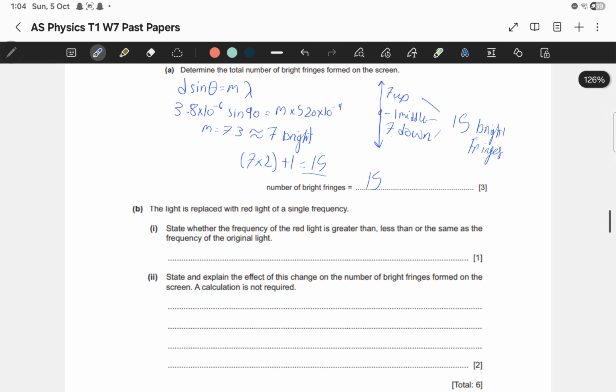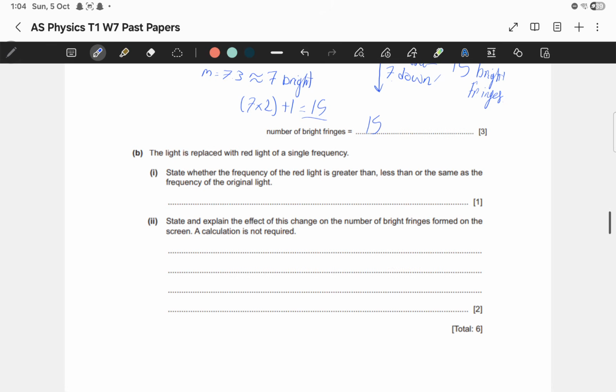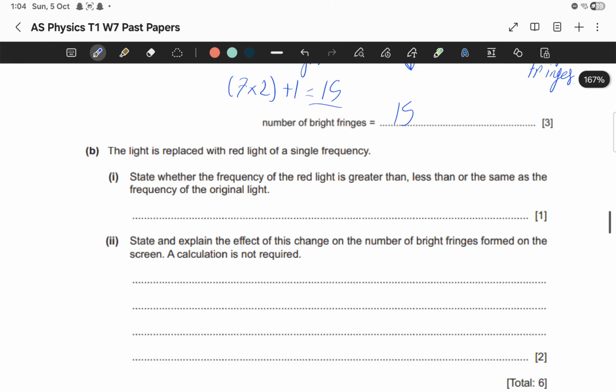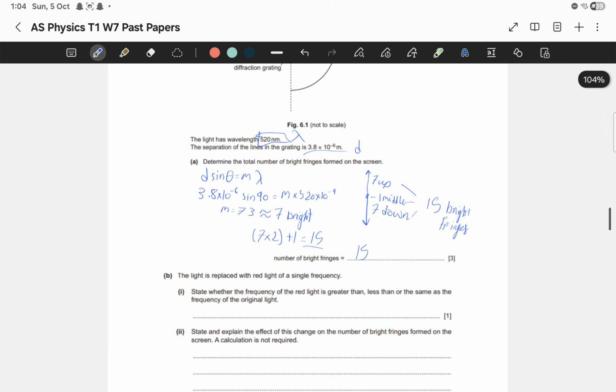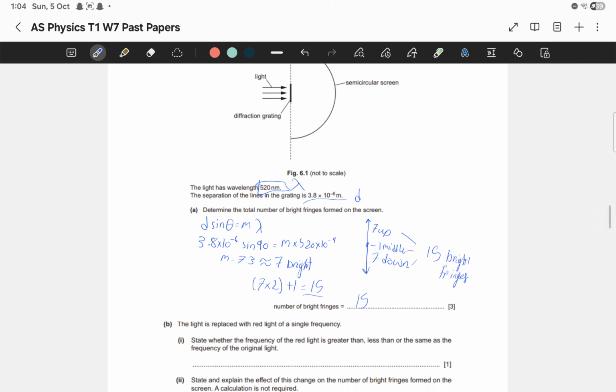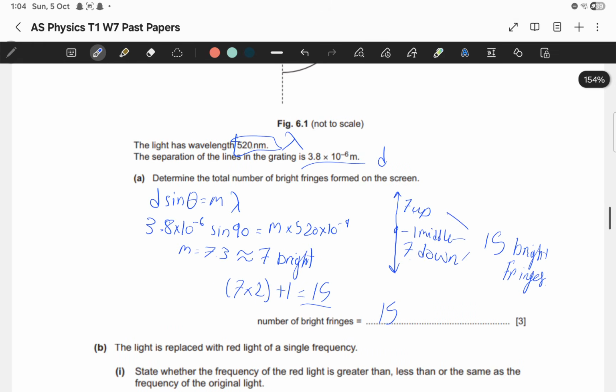Okay. The light is replaced with red light of a single frequency. State whether the frequency of the red light is greater or less than the original light. Okay, so you have to memorize the color spectrum. Red light has a lower frequency, because this is gonna give me a very high frequency. Let me calculate the frequency of this. So 3 times 10 to the power of 8 over 520 times 10 to the power of negative 9. Okay, this gives me 5.76 times 10 to the power of 14.